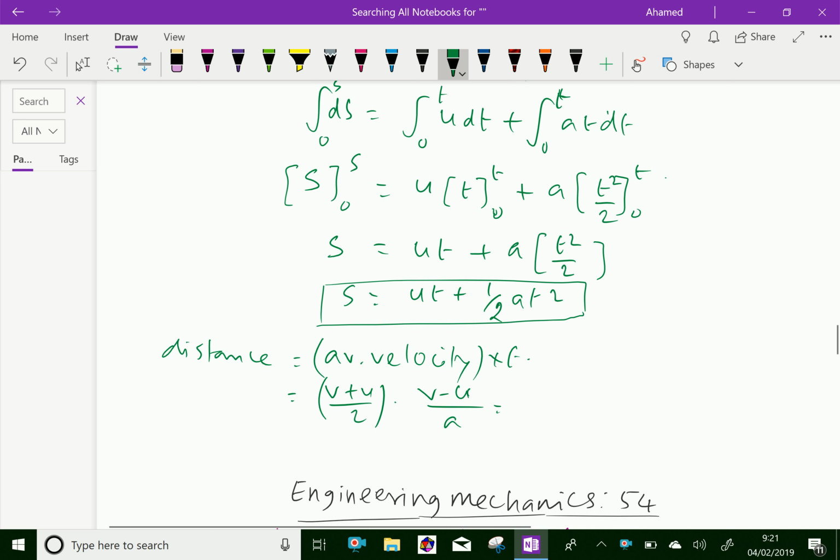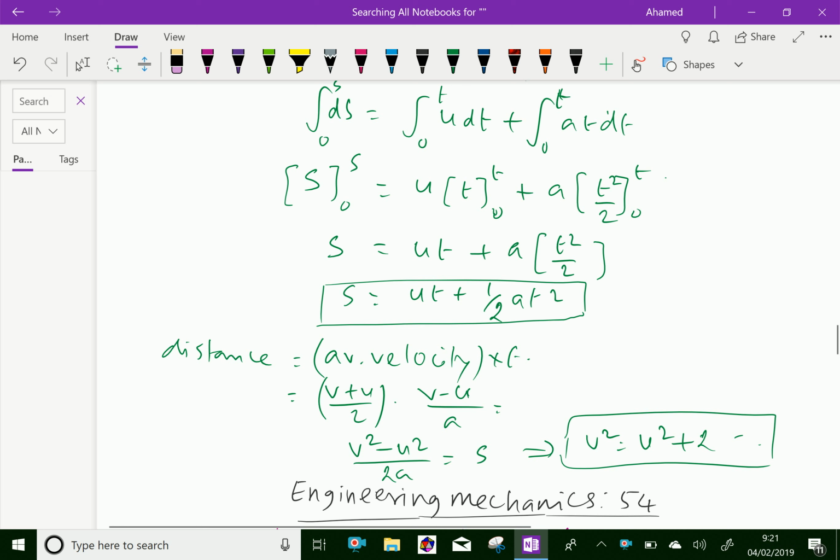Which gives, by simplification, finally s equal, by cross multiplying and simplifying we get v square minus u square over 2a equal s. From that we can get v square equal u square plus 2as. We got the third equation. We derived 3 equations of motion.